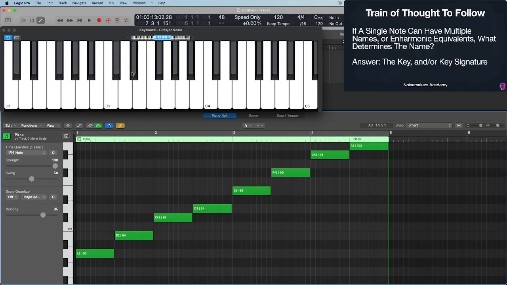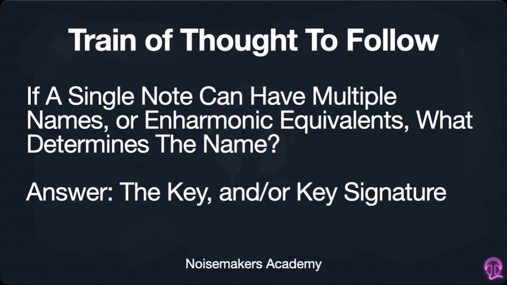Okay, so the train of thought to follow on this is, if a single note can have multiple names or enharmonic equivalents, what determines the name? And the answer to this is the key or the key signature. This should feel pretty comforting because that means you already know how to find key signatures, and you already know a key signature or two, C major and D major.